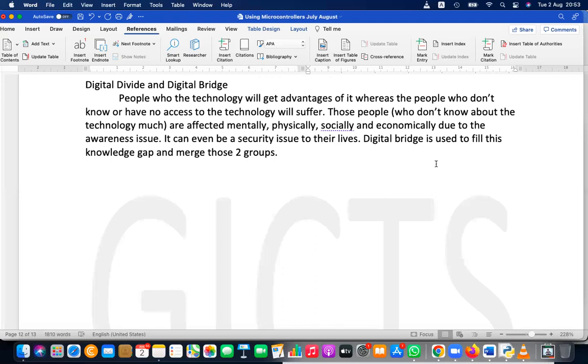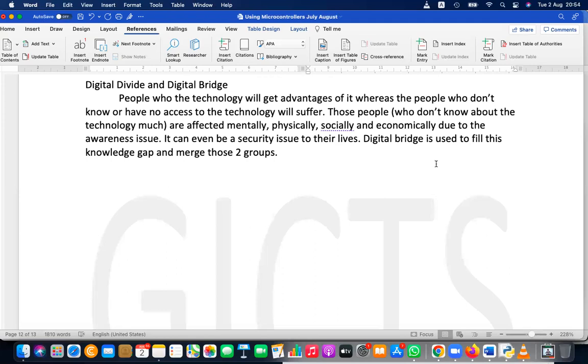In the digital divide, we divide people into two groups: the people having IT knowledge and the people not having IT knowledge. Those are the two groups. Basically, the people not having IT knowledge will be penalized. They will be neglected and affected mentally, physically or economically. So that is the digital divide.